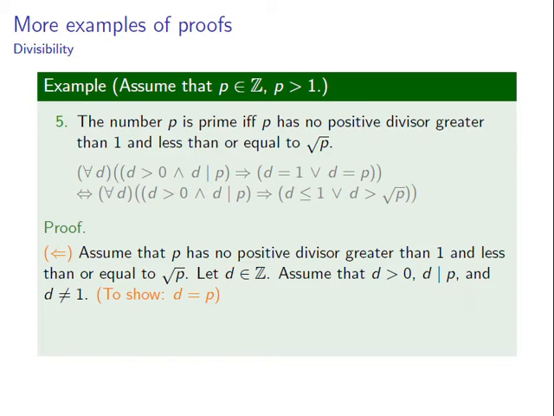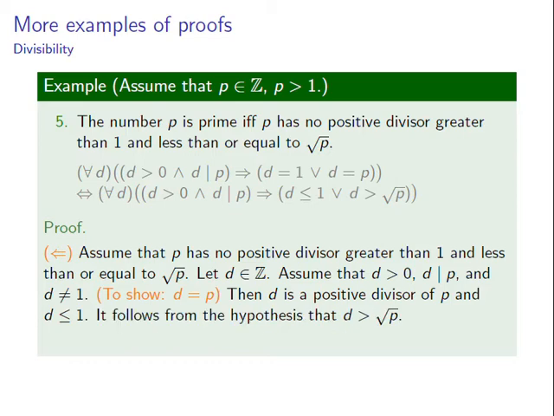Let d be an integer and assume that d is positive, d divides p, and d is not equal to 1. We need to show that d equals p. Note that d is a positive divisor of p and d is not equal to 1. It follows from the first hypothesis that d must be greater than the square root of p.